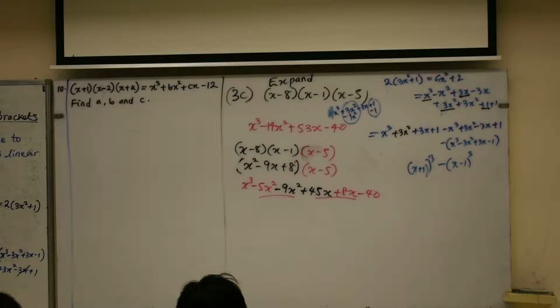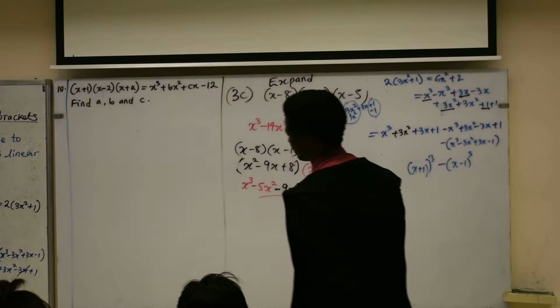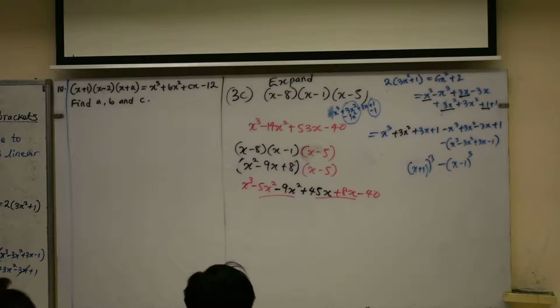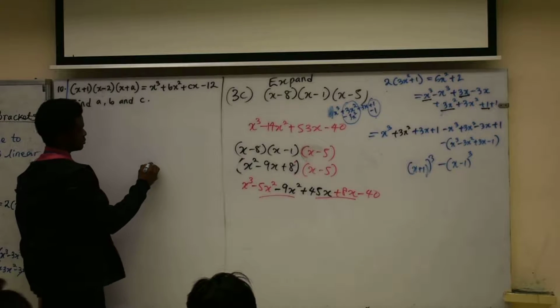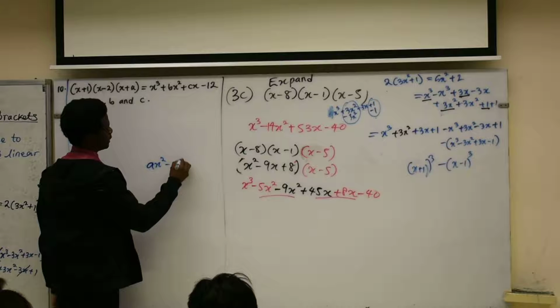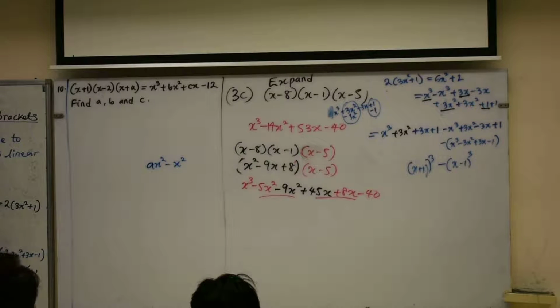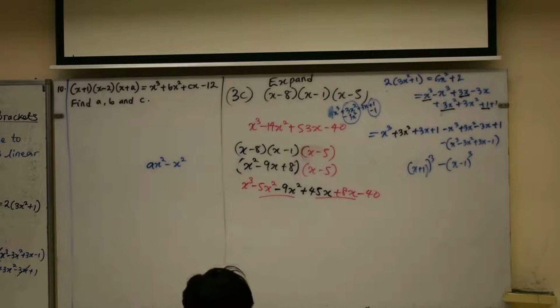Yeah, you can. Do you know what it would be? A. No, think again. What are you subtracting again? Ax squared minus x squared. Alright. Someone needs help with that. How do you simplify ax squared minus x squared?